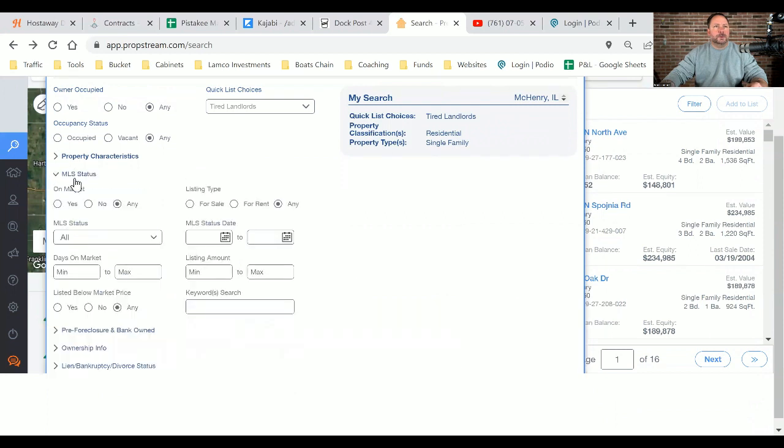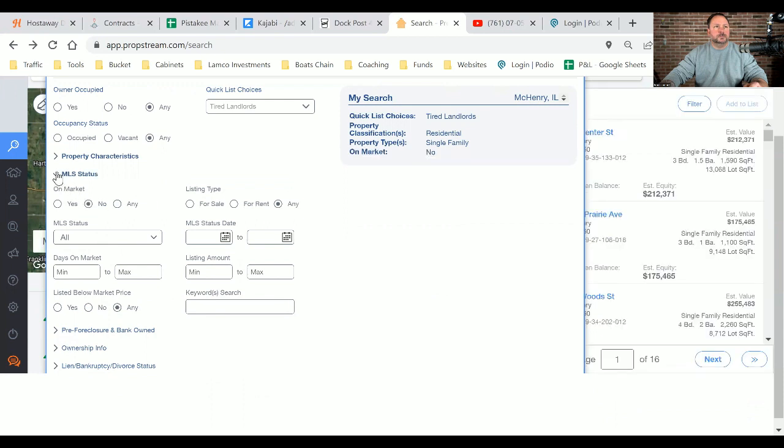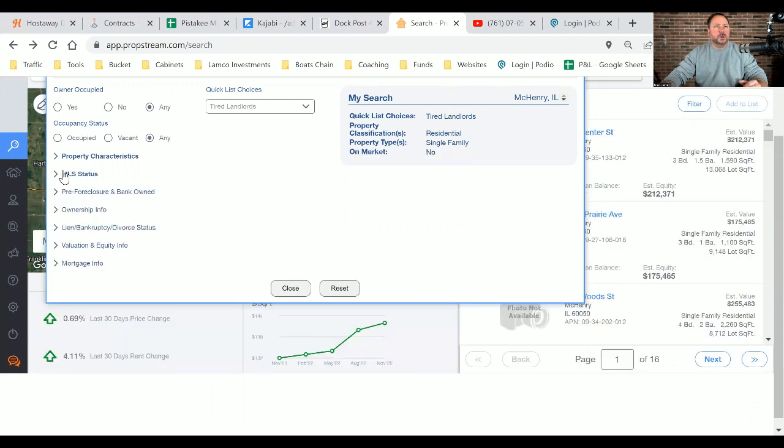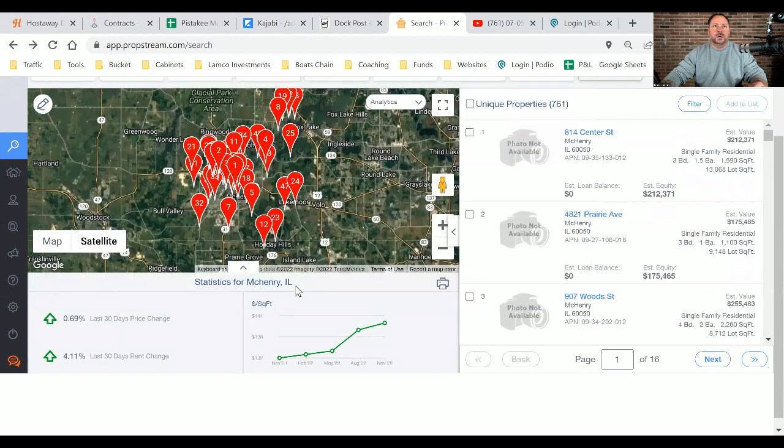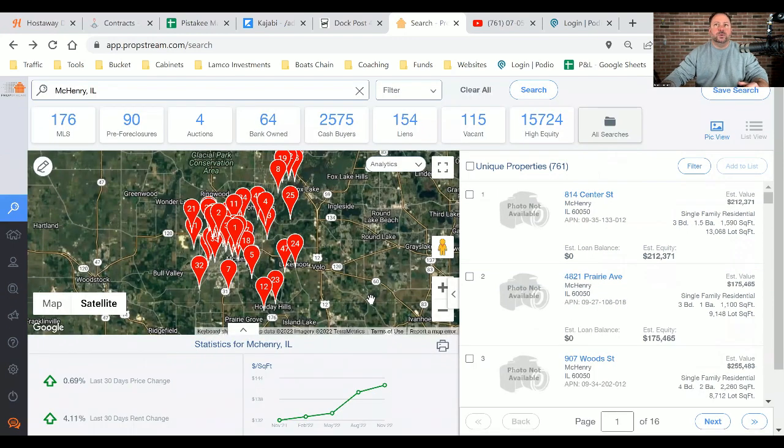We're going to look for properties that are off market. For this one, we're also going to be looking for on market. That's a whole other video, which I probably will do another one on, properties that have been on the market for over 100 days. But for demonstration purposes, you could basically go down the list and play around with different types. I like to keep it broad in the beginning until I get to know the area. Okay. So right here, we have 761 properties that are single family homes that are tired landlords.